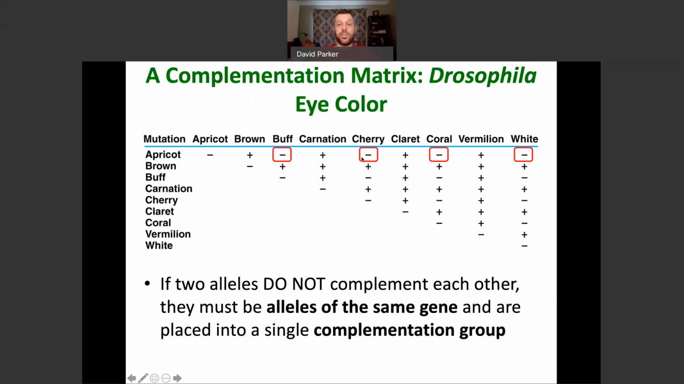Apricot crossed to cherry, no complementation. Same with apricot crossed with coral and with white, which means that the mutants white, coral, cherry, buff, and apricot are all in the same gene. And that's great because it allows me to put all those mutations in one box and say, hey, these are all in the same gene. Whereas apricot and carnation must be different genes. So on and so on and so on.